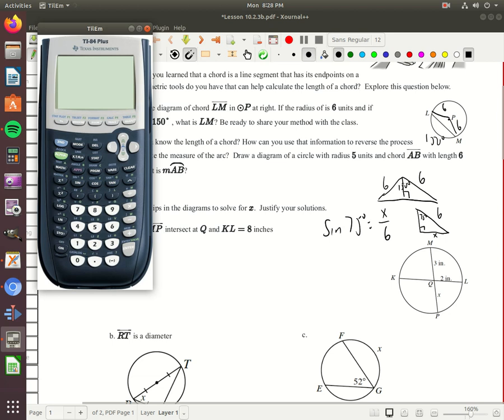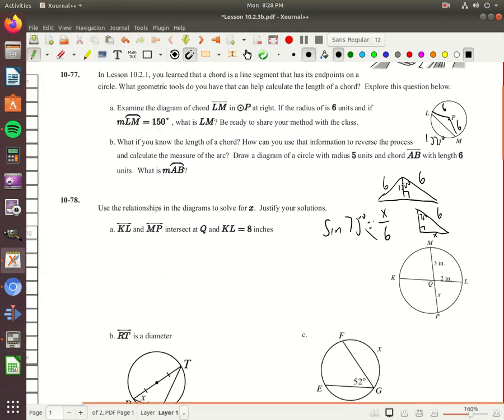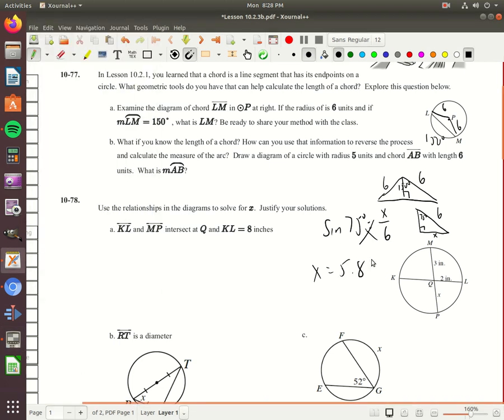So I'll grab my calculator, I'll turn it on, I'll make sure I'm in degree mode. I know that the sine of, if I cross multiply, right, x is going to equal whatever the sine of 75 times 6 is. So I get 5.8. So this is 5.8, but I have 2 of them. This whole LM is 2 of them. So I'll just multiply that by 2, and I get 11.6. So LM must equal 11.6.